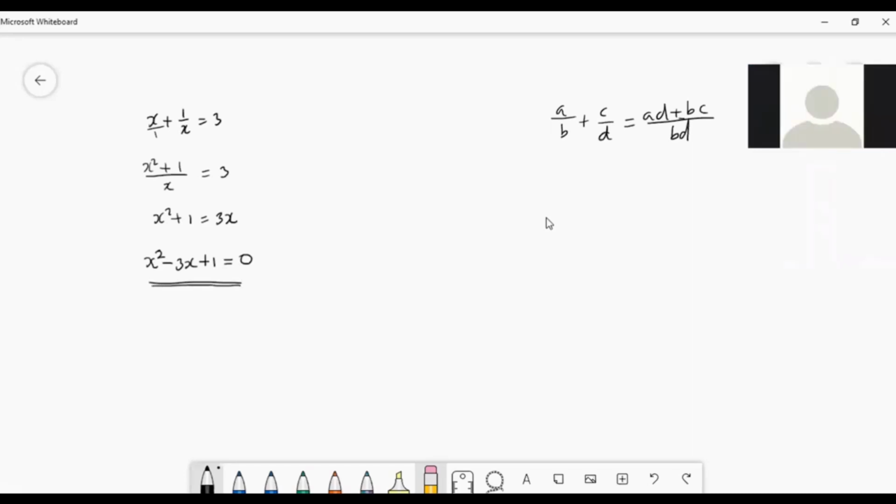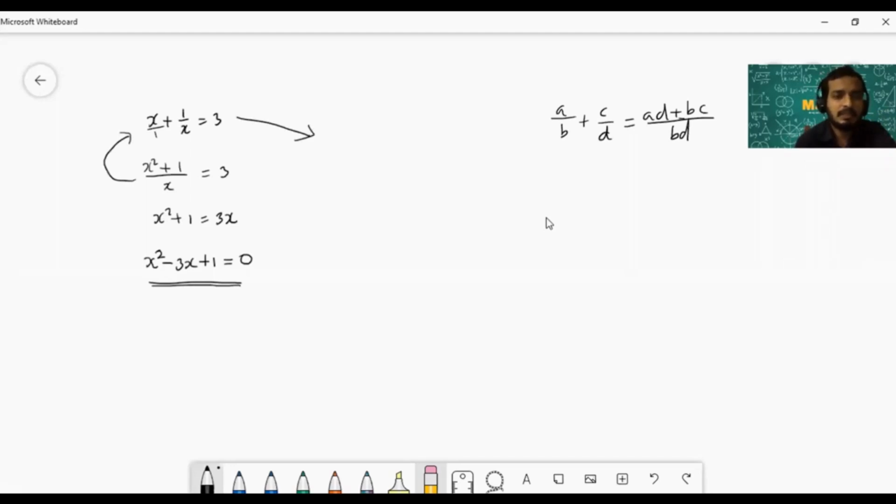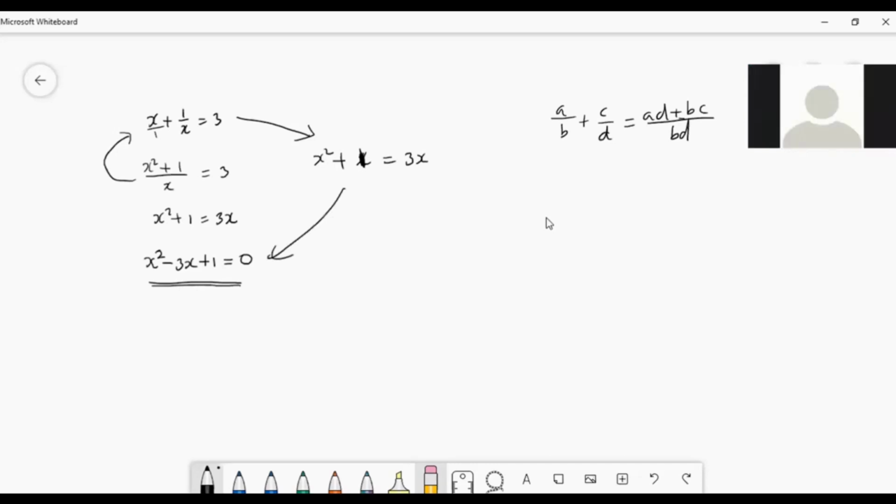Sir, can we just multiply x with all the terms? Okay, that's also possible. That's almost the same idea. In the second step, we can multiply each term by x. So you will get x square plus 1, and 3x you move to the left side, you will get the same. So in 2 steps you can reach the general form. I think this second method is fine.